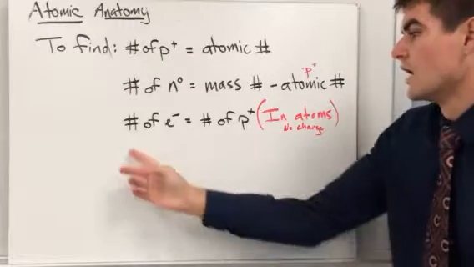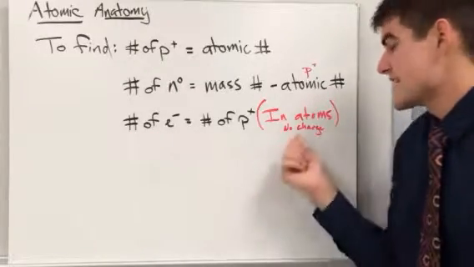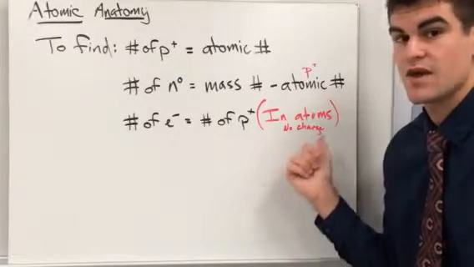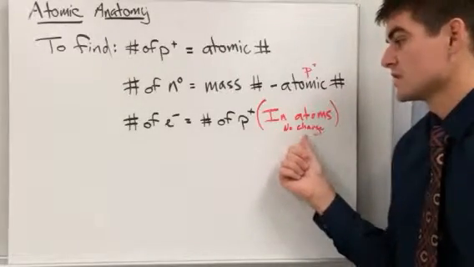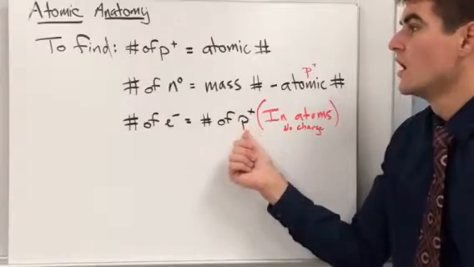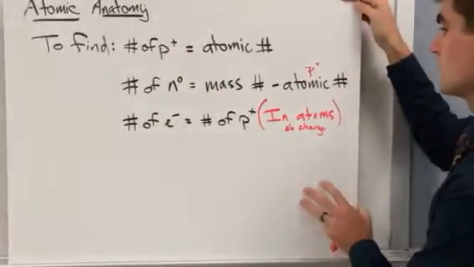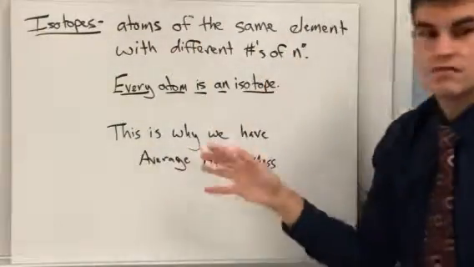And then to find electrons, if it is an atom, not an ion, and that'll be a change today. Some things may have a charge, but if it doesn't have a charge, these things are going to be equal. So that's stuff for review.